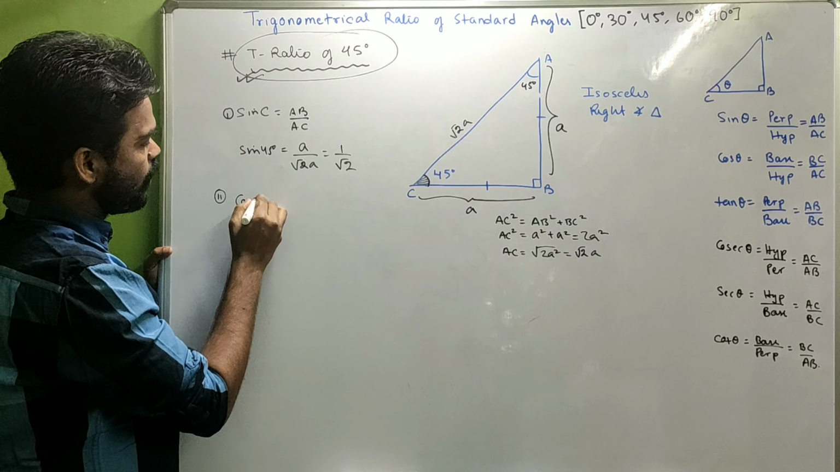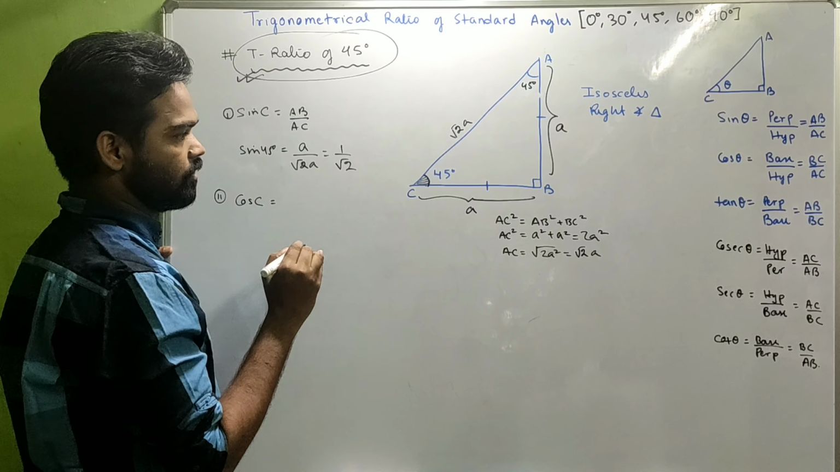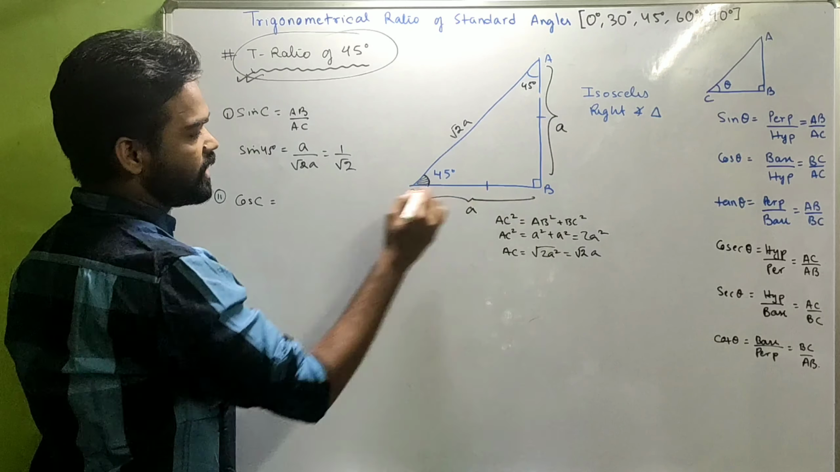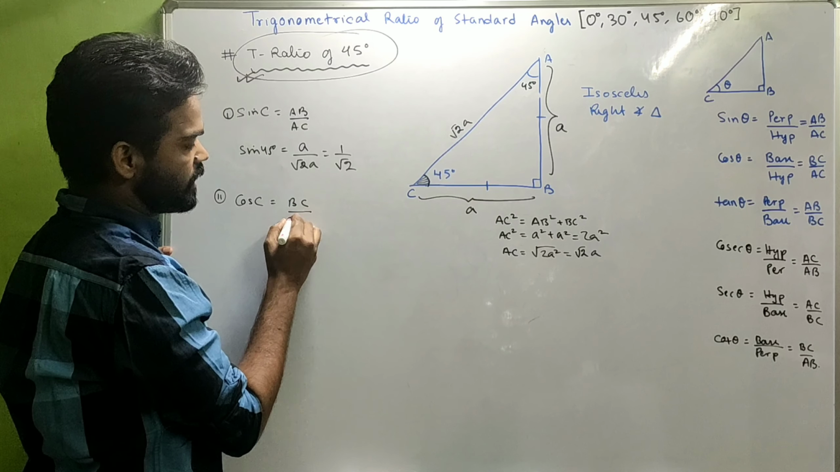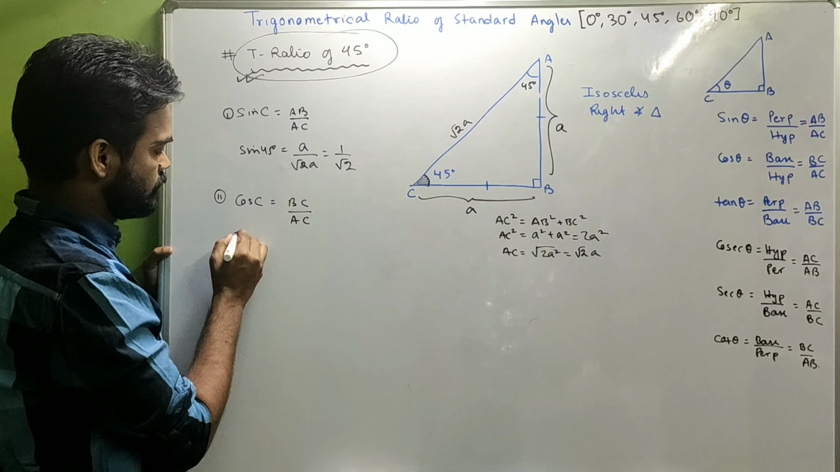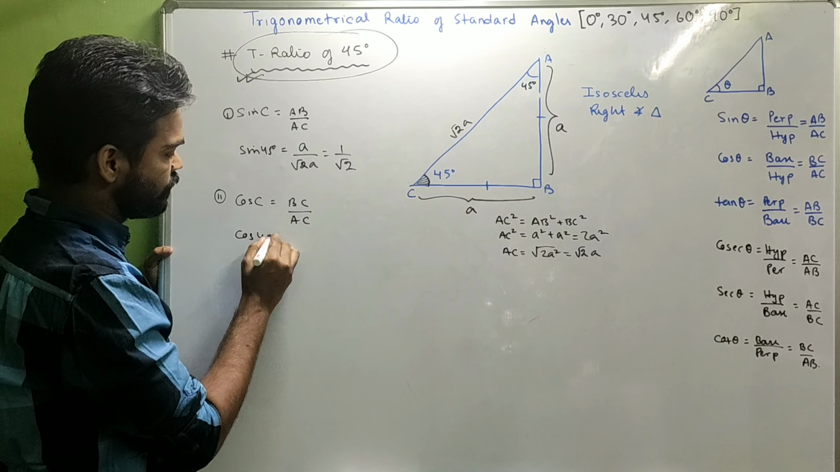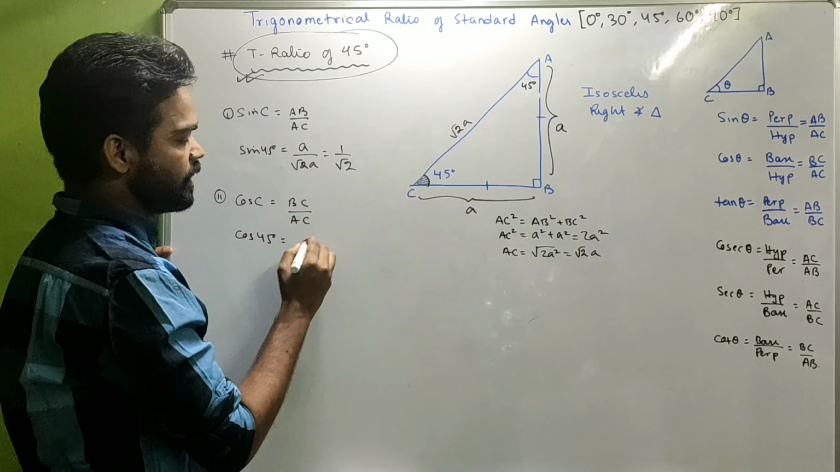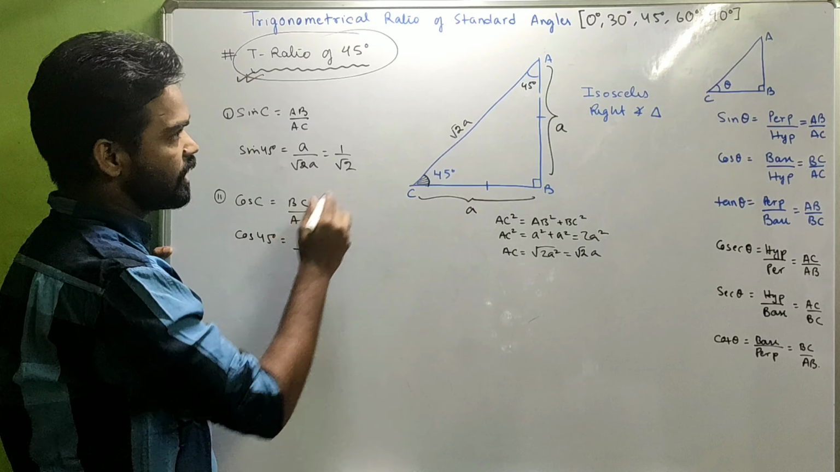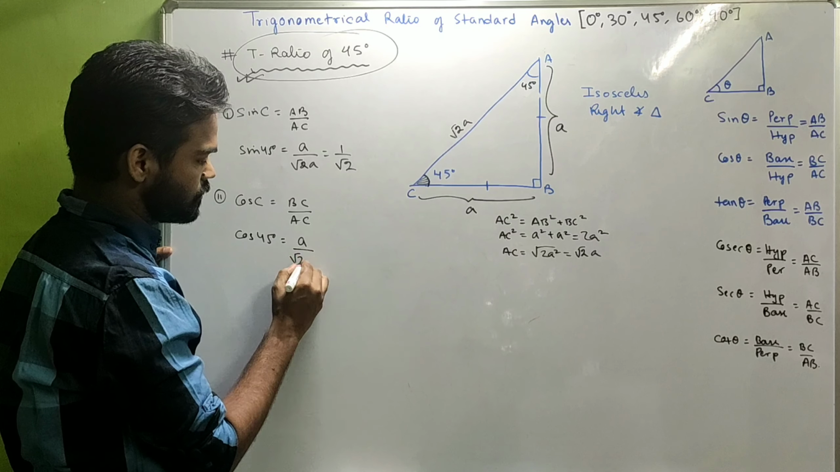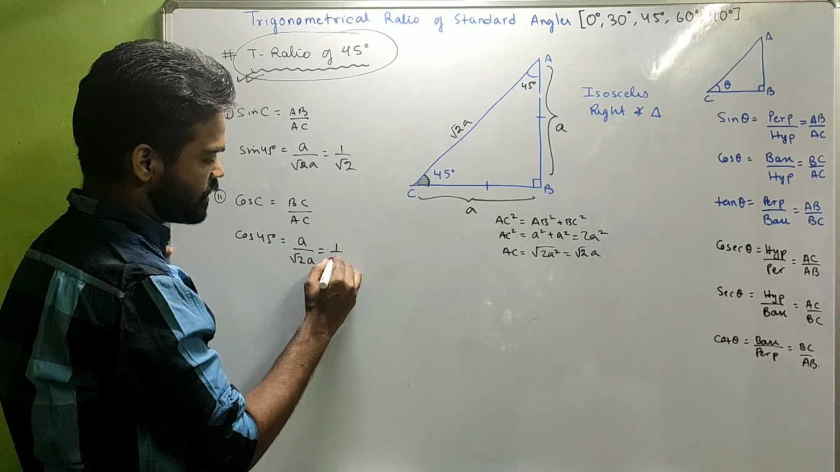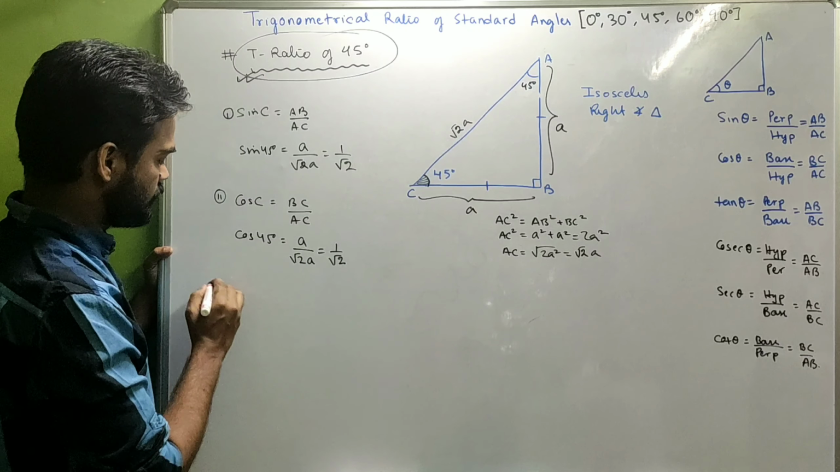Find cos C. Now look over here. Cos is base by hypotenuse. Now this is 45 degree. BC is base, that's A, and AC is your hypotenuse. The value comes same.